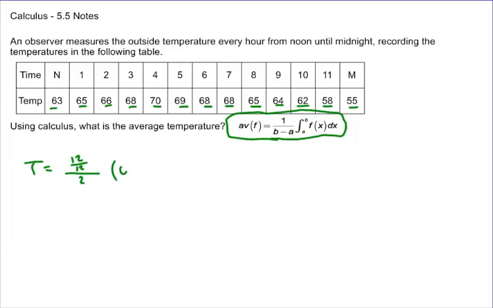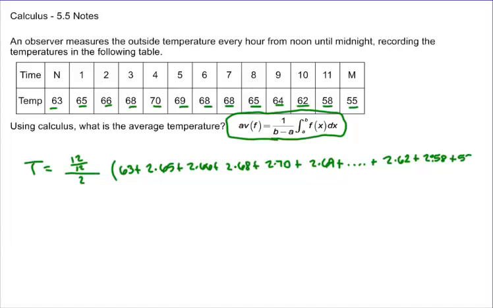all the different heights: 63 plus, and then don't forget on that second one it's 2 times 65 plus 2 times 66 plus 2 times 68 plus 2 times 70 plus 2 times 69 plus, and then we're going to go all the way up to plus 2 times 62 plus 2 times 58, and then plus 55.